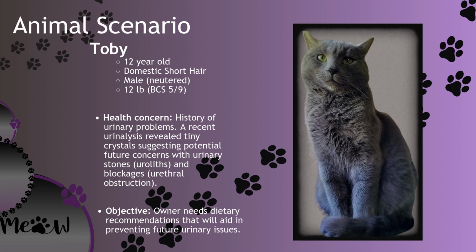The animal scenario I chose was Toby, a 12-year-old domestic short hair, male neutered cat weighing 12 pounds with a BCS of 5 out of 9. He has health concerns, a history of urinary problems, with a recent urinalysis revealing tiny crystals, suggesting potential future concerns with urinary stones, uroliths, and blockages, urethral obstructions. The objective is to find the owners a dietary recommendation that will aid in preventing future urinary issues.